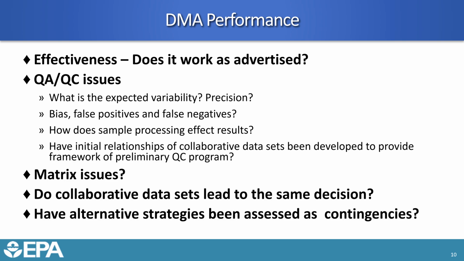Are there any issues associated with it? Do we have collaborative data sets, and do they lead to the same decision? In other words, if we're using multiple data sets, do we get the same information that gives us the same decision logic? And have alternative strategies been assessed as contingencies if one of those data sets doesn't work out or the technology is misleading?